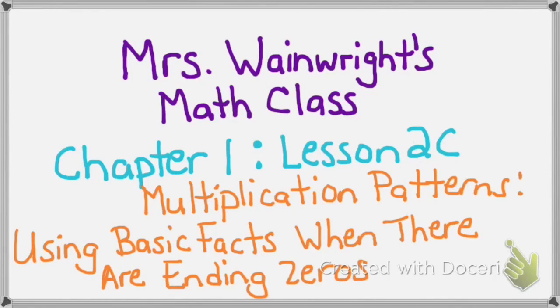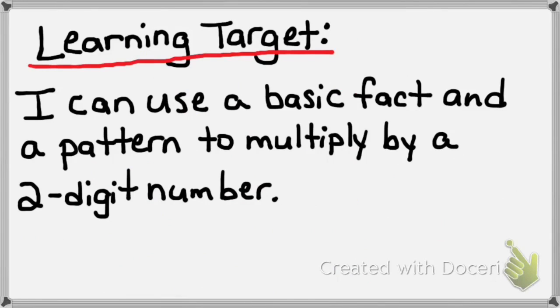This is Mrs. Wainwright's Math Class, Chapter 1, Lesson 2C. Today we'll do multiplication patterns using basic facts when there are ending zeros. Today's learning target: by the end of the lesson you should confidently be able to say, I can use a basic fact and a pattern to multiply by two-digit numbers.